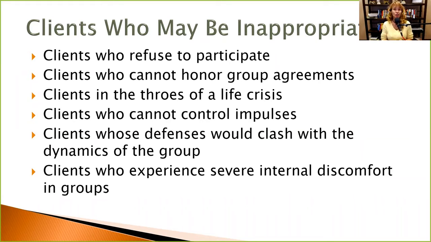Clients who cannot honor group agreements. Now, this is a big one, because if you have people who are not honoring confidentiality, if you have clients who are not honoring respect for one another, then that does begin, all of these, but this one in particular will begin to erode the viability of your group, let alone the benefit to anyone who is there and wanting to participate.